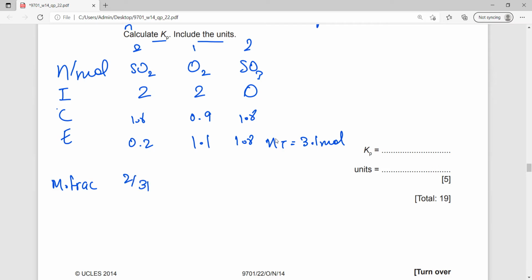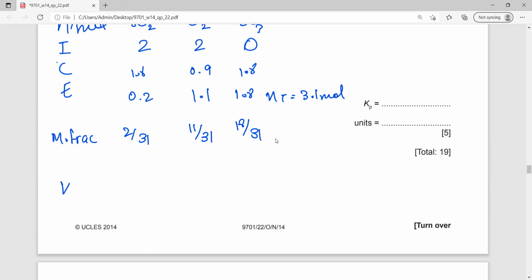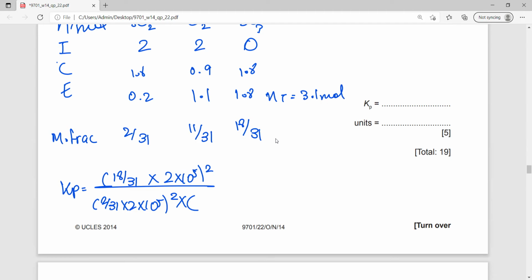For sulfur dioxide, that'll be 2 divided by 3.1, in oxygen's case it'll be 1.1 divided by 3.1, and in sulfur trioxide's case it'll be 1.8 divided by 3.1. So now we calculate the partial pressure and therefore the Kp. The Kp would be the partial pressure of sulfur trioxide squared, so 1.8 divided by 3.1 times 2 times 10 to the power 5, squared, whole thing divided by the partial pressure of sulfur dioxide squared, so 2 divided by 31 times 2 times 10 to the power 5, squared, times the partial pressure of oxygen, so 1.1 divided by 3.1 times 2 times 10 to the power 5.